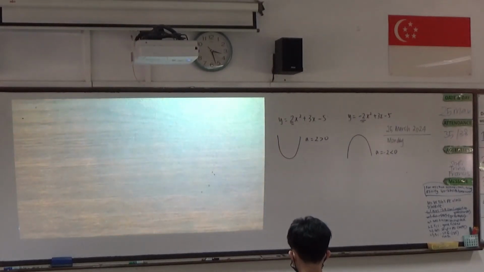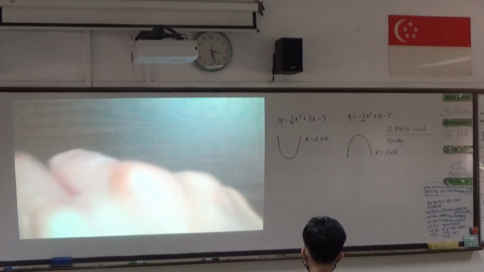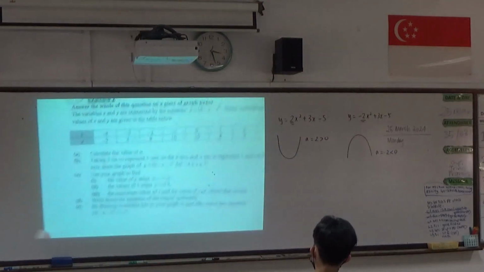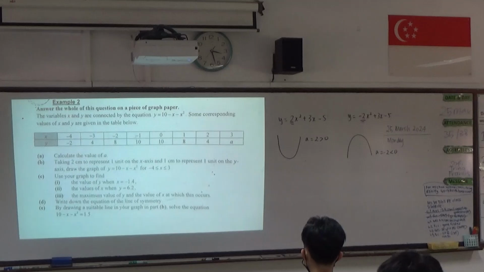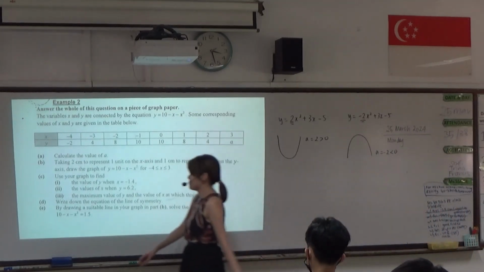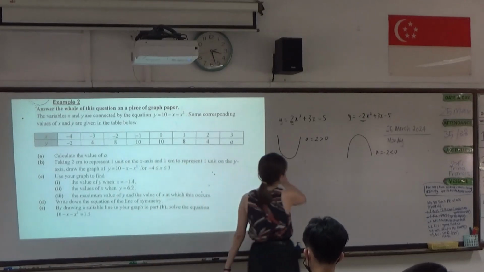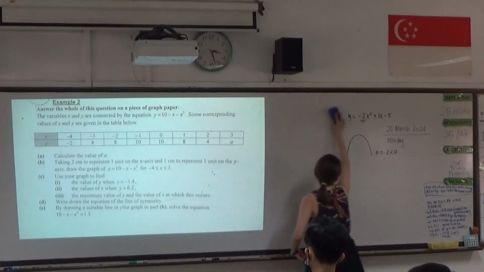Today what we're going to focus on instead is about drawing of graphs. So if you turn to page 2 of your worksheet, looking at example 2, this is where I need you to take out a piece of graph paper.